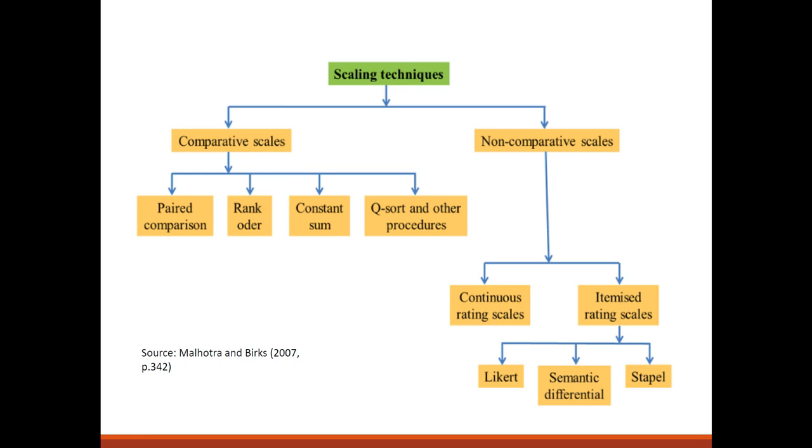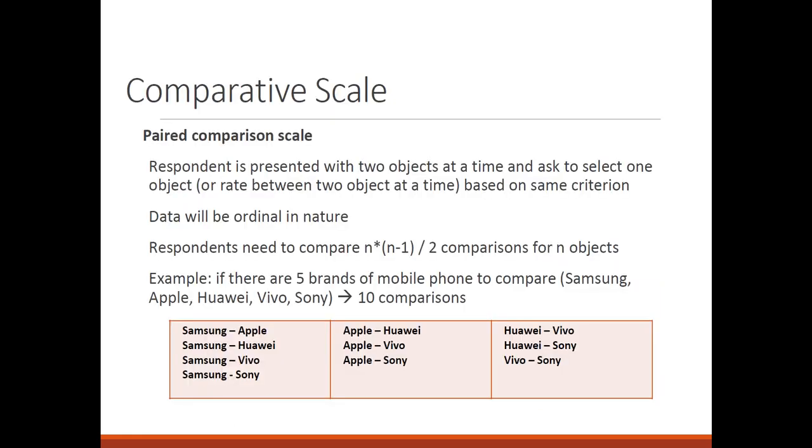Next, I'll explain the paired comparison. So how are you going to use paired comparison? The respondent is presented with two objects at a time and asked to select one object or rate between the two objects based on the same criterion. If you say paired comparison, meaning that you cannot compare more than two. The one that I showed you just now, you can compare all 5 items. But this one, if you say paired comparison, you cannot compare all together.